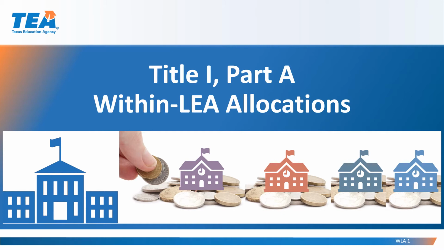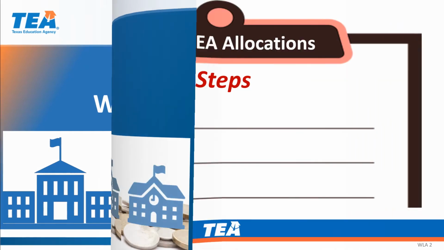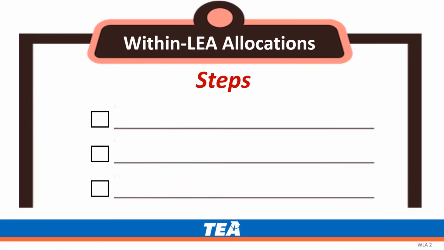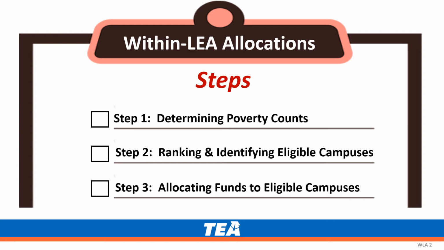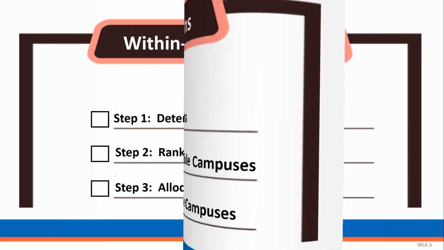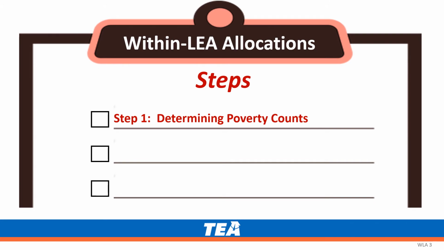Now we will take a look at the steps for determining Within-LEA allocations after reservations have been determined. We will follow a three-step process with the ultimate goal of allocating funds to eligible Title I Part A campuses. Step 1 is determining poverty counts. Step 2 is ranking and identifying eligible campuses. And Step 3 is allocating funds to eligible campuses. Let's take a look at Step 1, determining poverty counts.